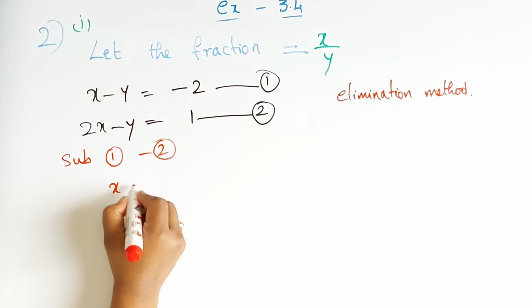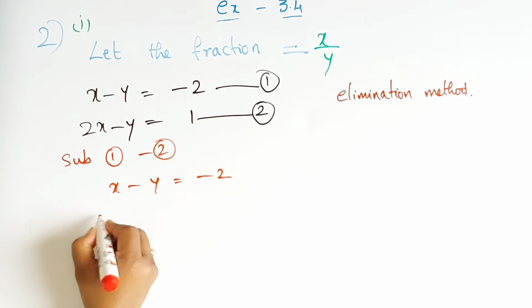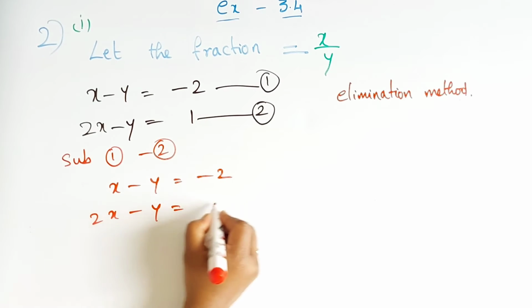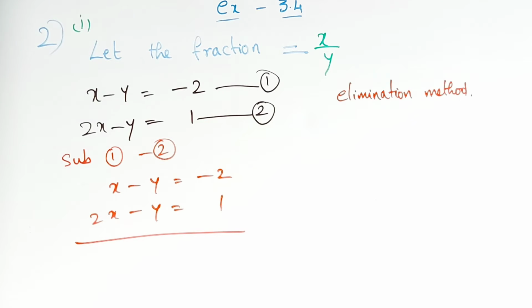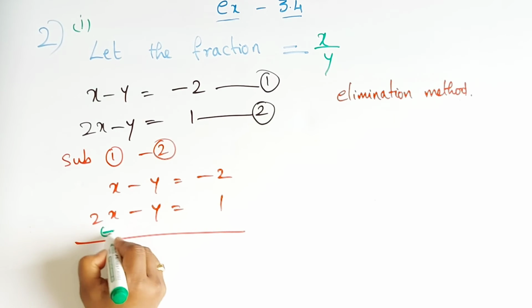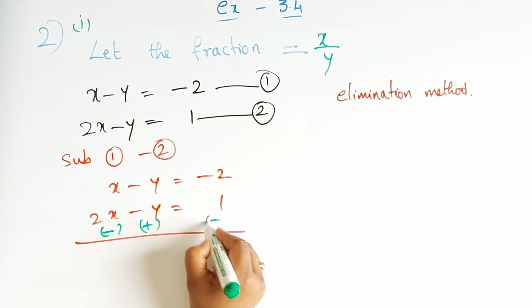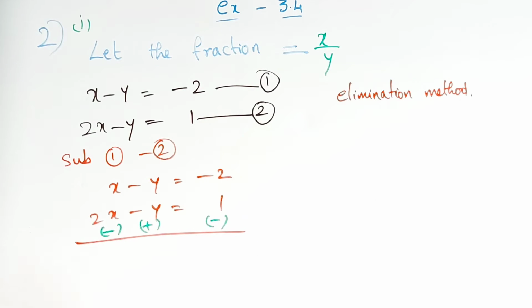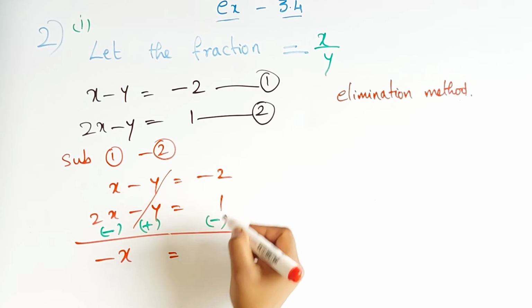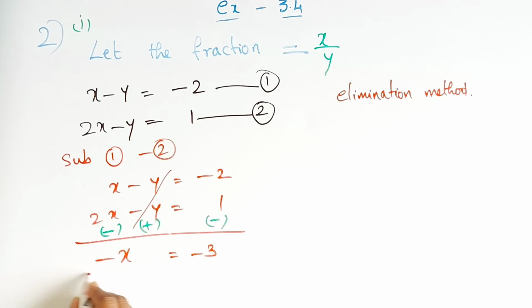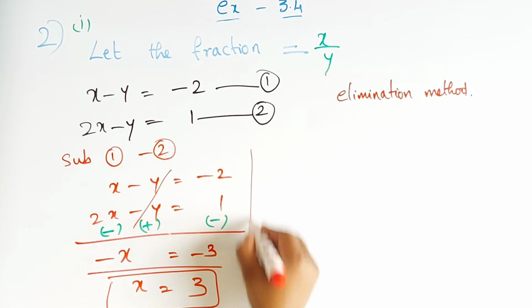Therefore the same equations. x minus y equal to minus 2, 2x minus y equal to plus 1. Subtract means we have to change the sign. Minus here, plus here and minus here. Right children? Minus y plus y will get cancelled. It is 0. Plus x minus 2x, that is minus x equal to minus 2 minus 1, minus 3 children. From here x equal to 3. Minus minus will get cancelled. x equal to 3. Now what we have to do?